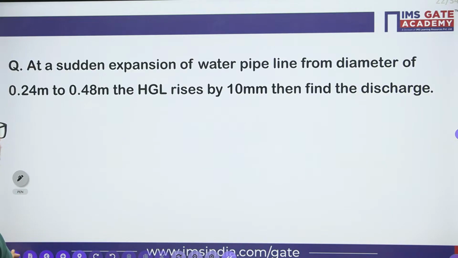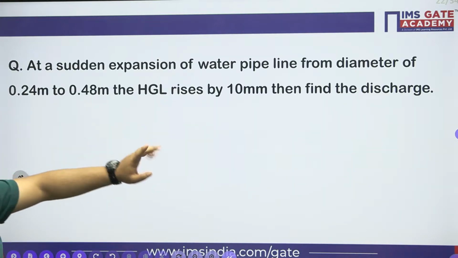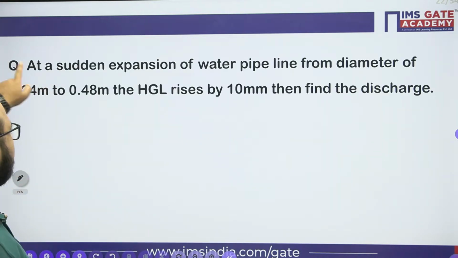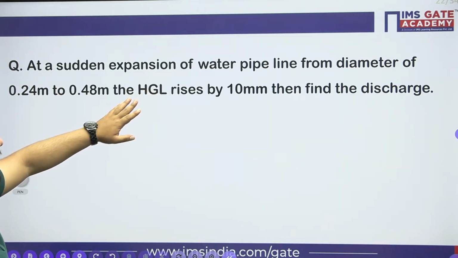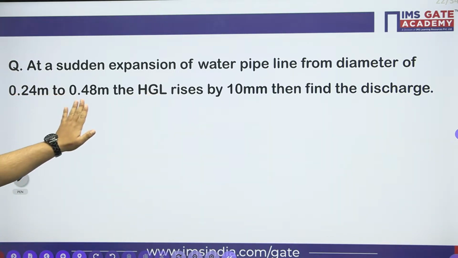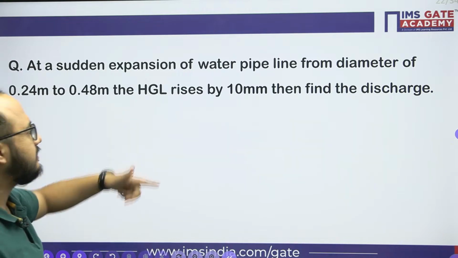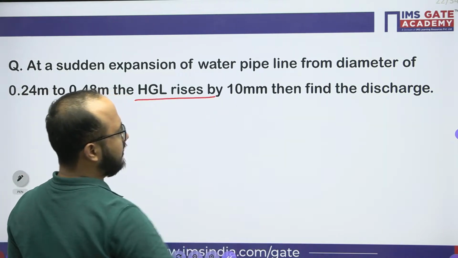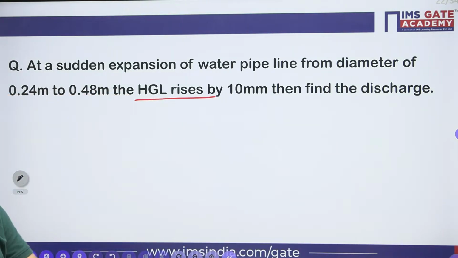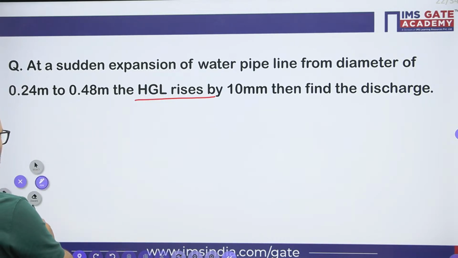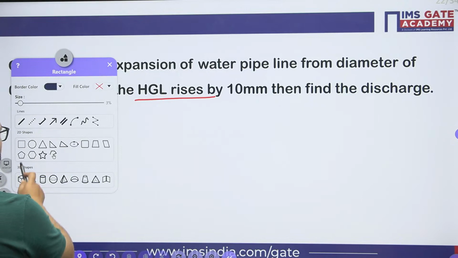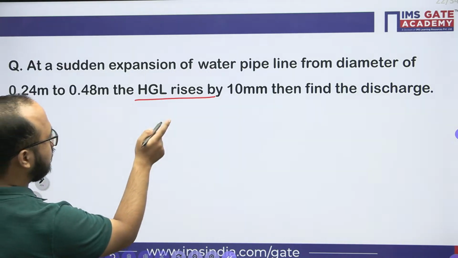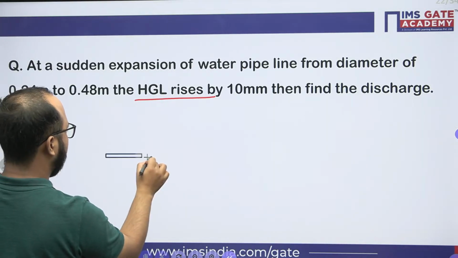Next numerical. Now this is an interesting problem. At a sudden expansion of a water pipe from a diameter of 0.25 meter to 0.48 meter, HGL rises by 10 mm. Then find the discharge. That is a very interesting question. Now see how we can solve this one also. Here it is a sudden expansion, so it will be like this.